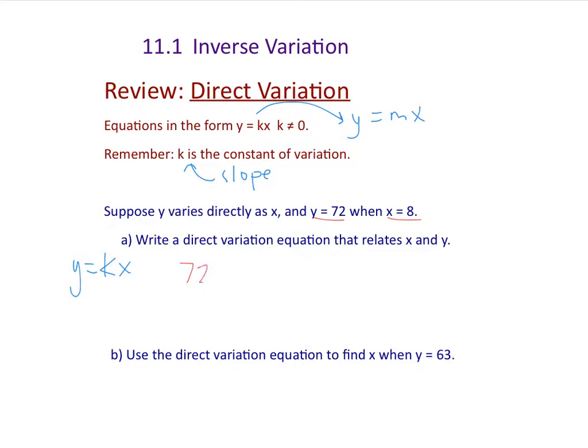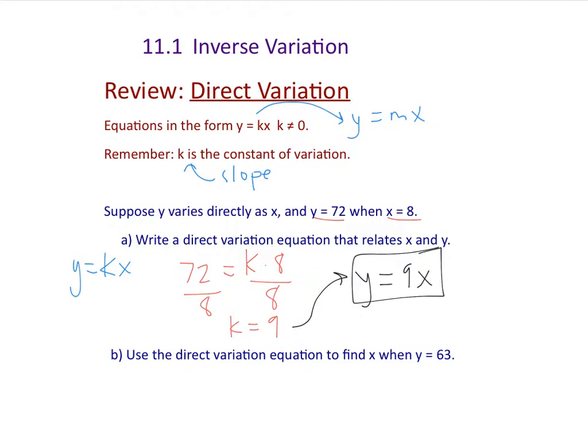So I would write 72, so that goes in for y, equals k times 8. And now if we solve for k, we just need to divide by 8. So k equals 9, and if I put it all together, I get y equals 9x. So that's the direct variation equation that relates x and y when y is 72 and x equals 8.